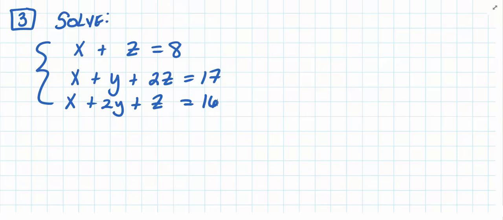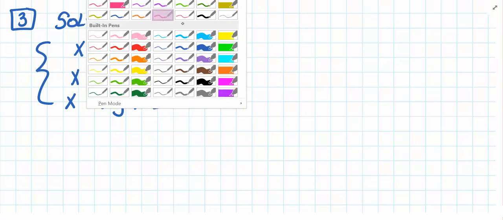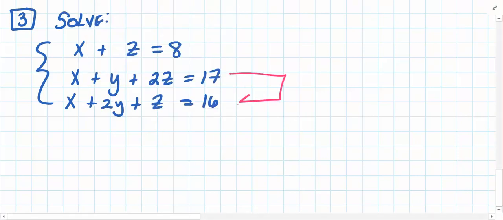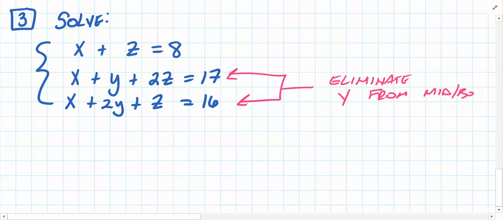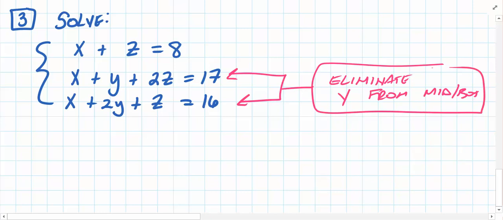So a good strategy for us to use in this particular case would be to eliminate which variable? Very good. Let's eliminate the y variable from the middle and the bottom. So there's my game plan. Okay, now ask yourself this. What is it going to take to eliminate the y from the middle and the bottom one?